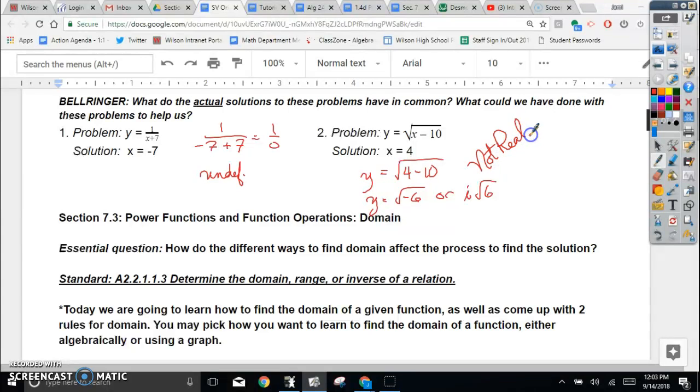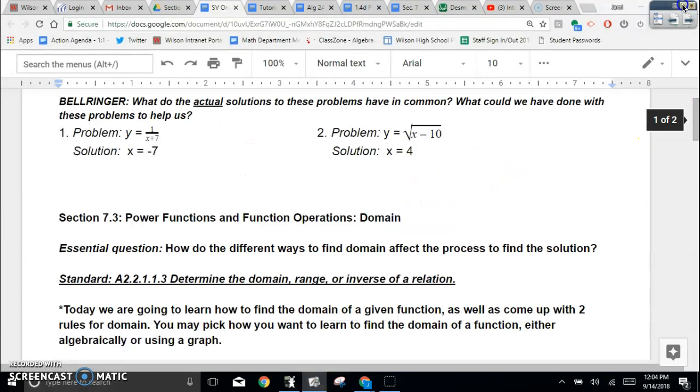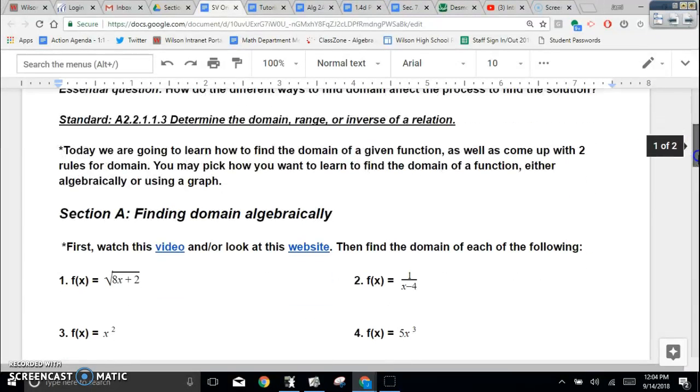Okay, so there are a couple rules in math, and this is both of them that you should notice. You cannot divide by 0 in math, and you also can't take the square root of a negative and get a real number. So when we start talking about domain, those are the two big ideas: 1, you can't divide by 0, and 2, we can't do the square root of a negative number or an even root of a negative number as well.